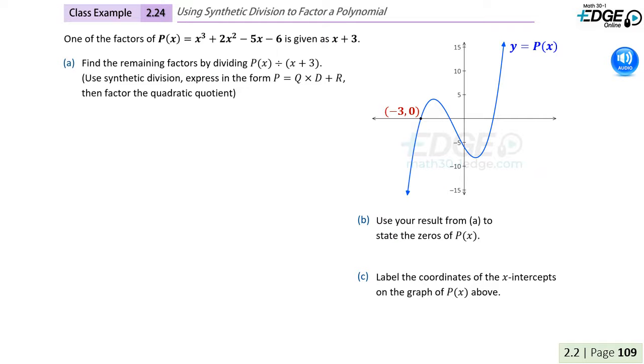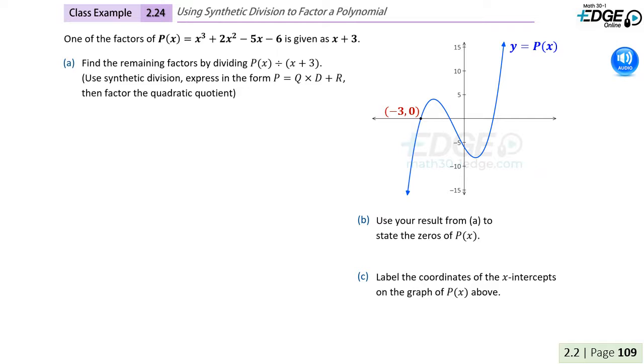In class example 2.24, we'll use synthetic division to factor a polynomial. Here we're given p of x, described as a cubic function, and we're told that one of its factors is x plus 3. To be a factor means if we divided p of x by x plus 3, we would get a remainder of 0, so it divides evenly. Now we won't worry about the graph to the right yet, we'll get to that in a second.